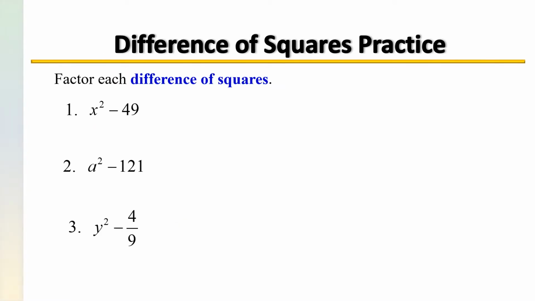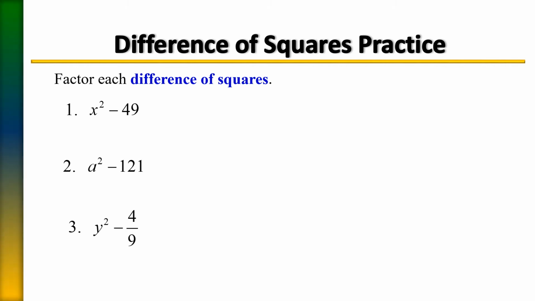Let's do some more practice with difference of squares. Here in the first example, we have x squared minus 49. The square root of x squared is x. The square root of 49 is 7. So that's going to factor into two binomials with different signs. So it's going to factor into x plus 7, x minus 7.